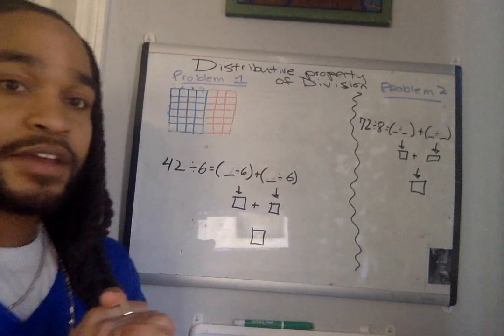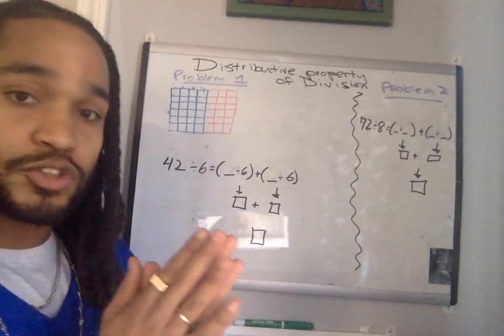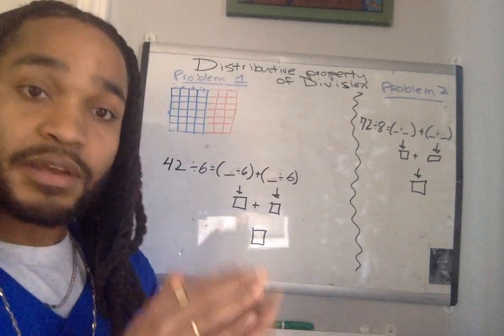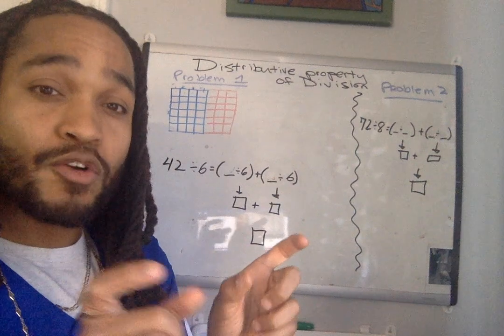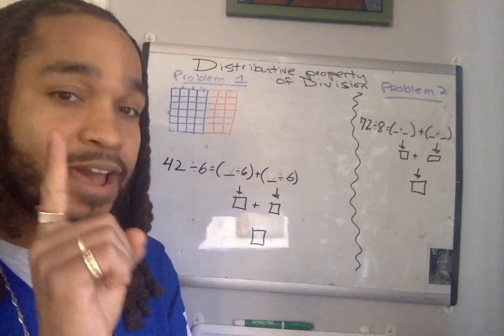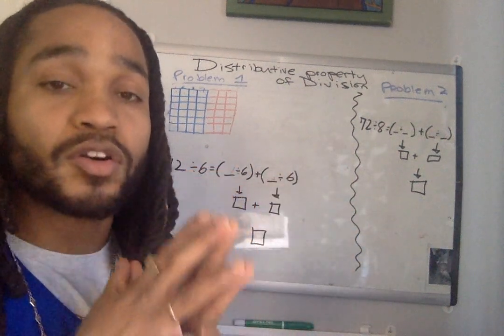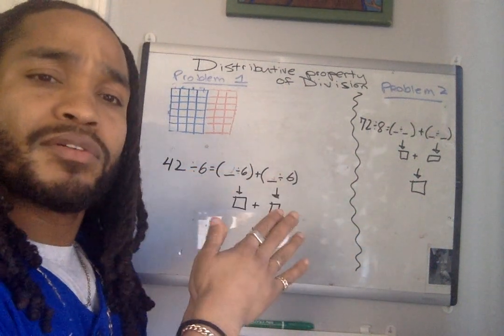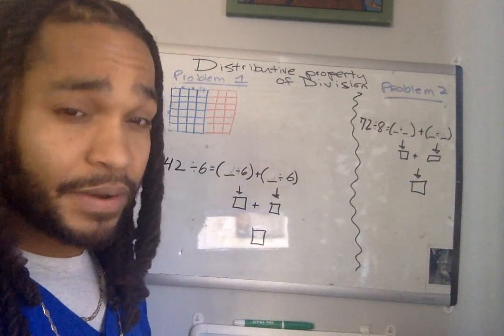Today we're going to work on the distributive property of division. We've been working on the distributive property of multiplication, taking large arrays, breaking them apart into smaller arrays, or taking smaller arrays that have the same factor and combining them to make a larger array. Now, the inverse of that is division. They're related. They're like cousins, okay?